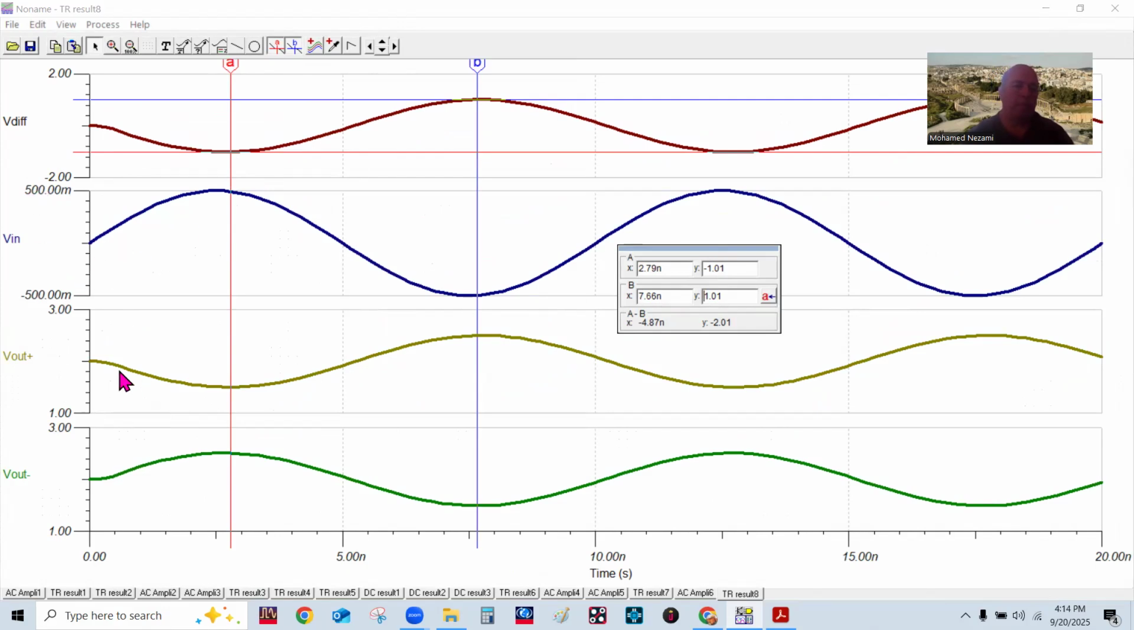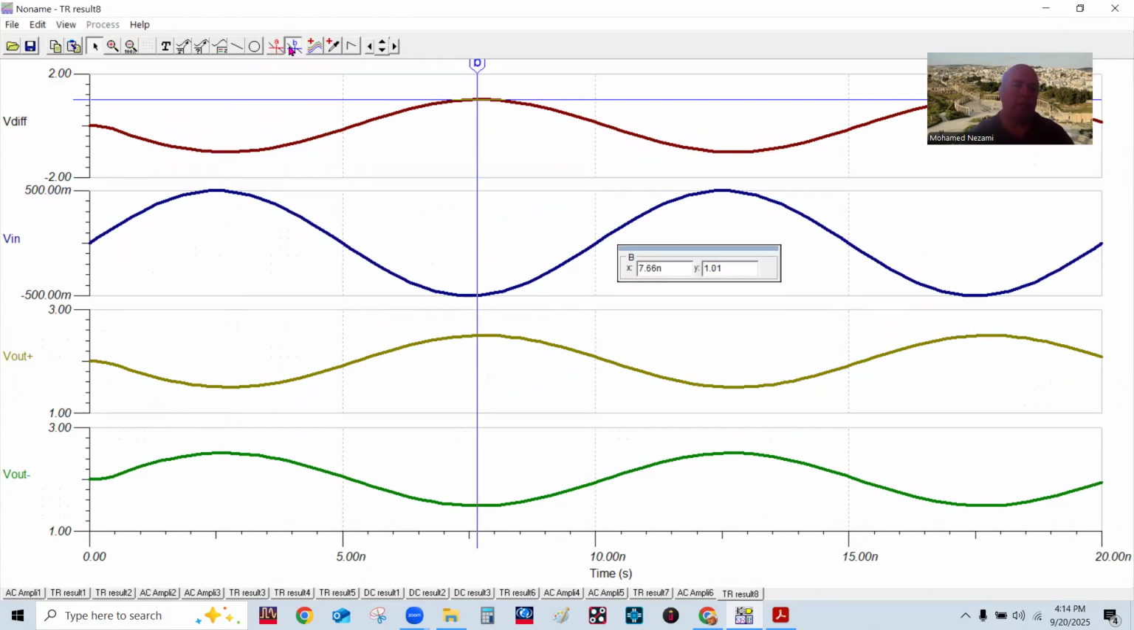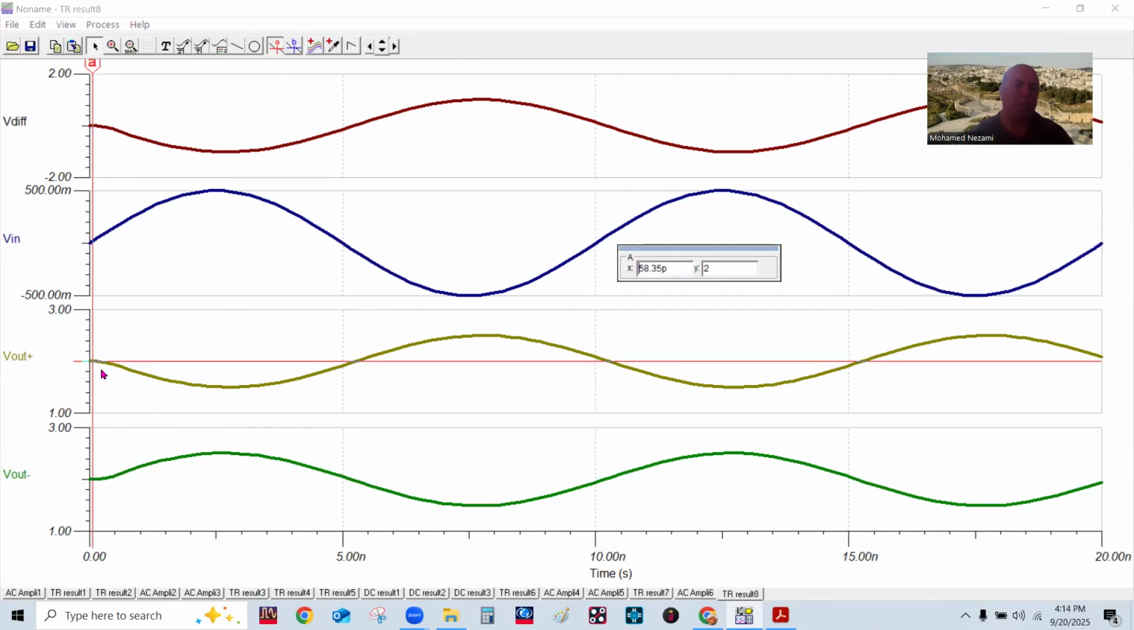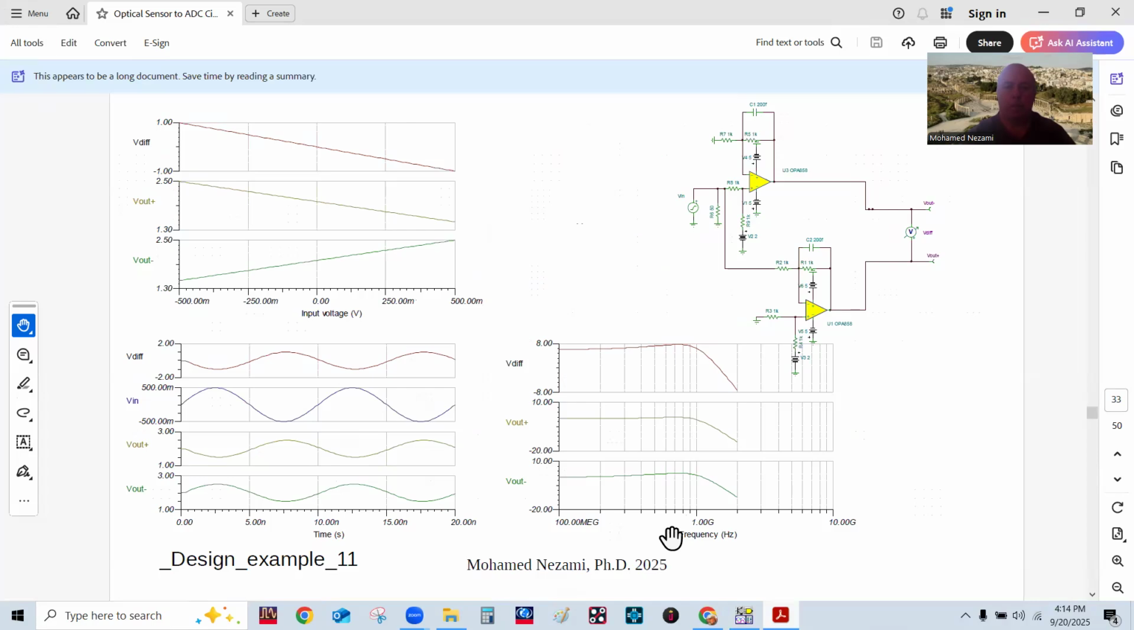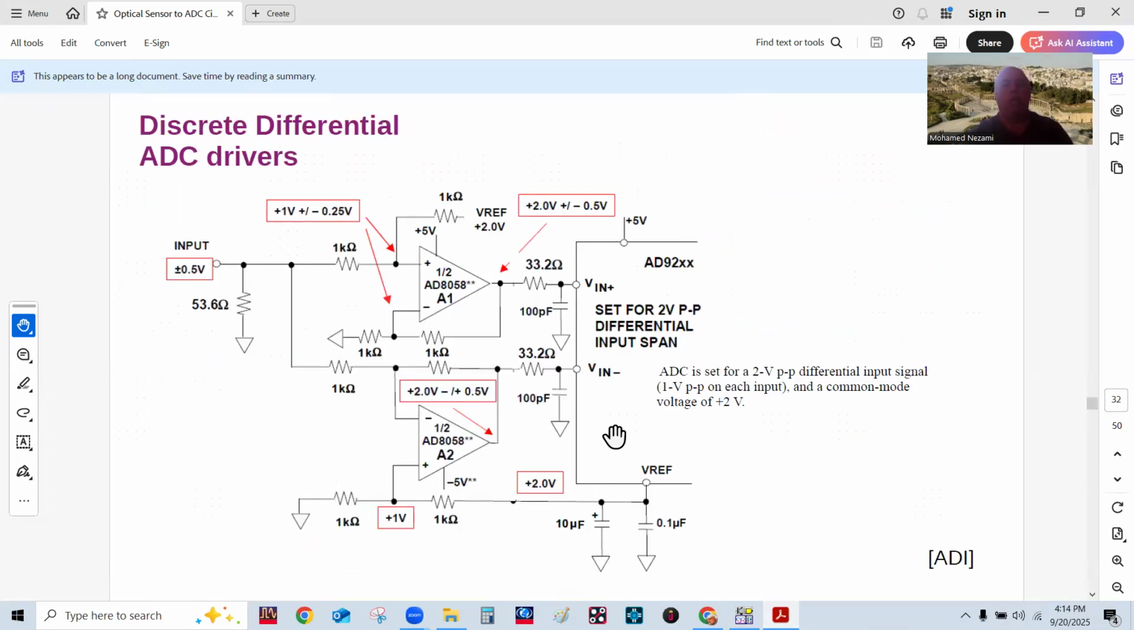You can check the DC offset on the input on both of them, which is 2 volts. So we did match that circuit in here, which is basically creating a fully differential amplifier from discrete op amps. Again, whatever input comes in here gets doubled in here, so plus minus 0.5.